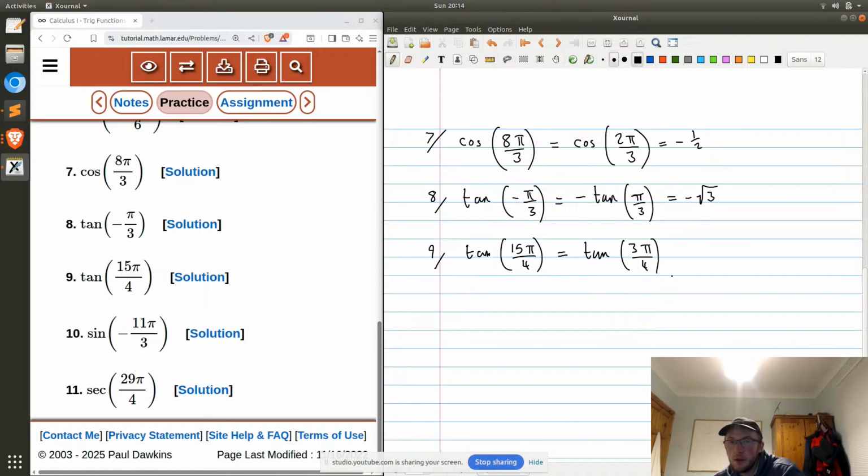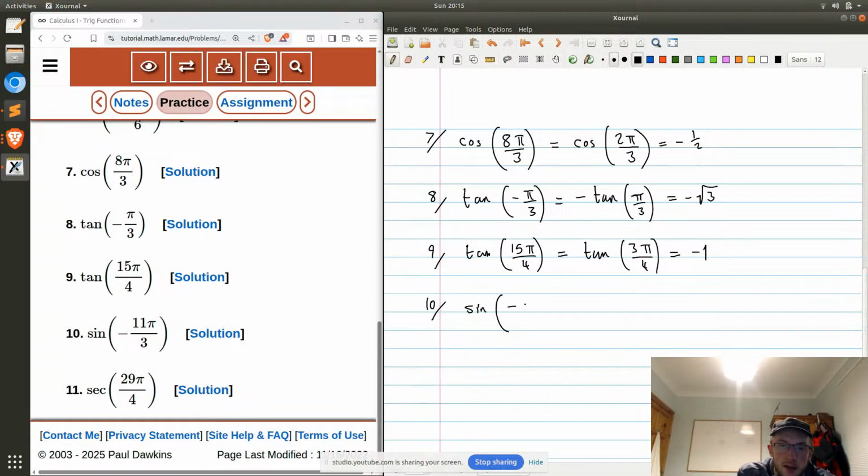Three-fourths of pi. Well, you should kind of be visualizing that. So it's in the second quadrant, and it's sort of like a 45-degree triangle over there. So negative 1. Anyway, I suppose I'm getting a little bit tired.